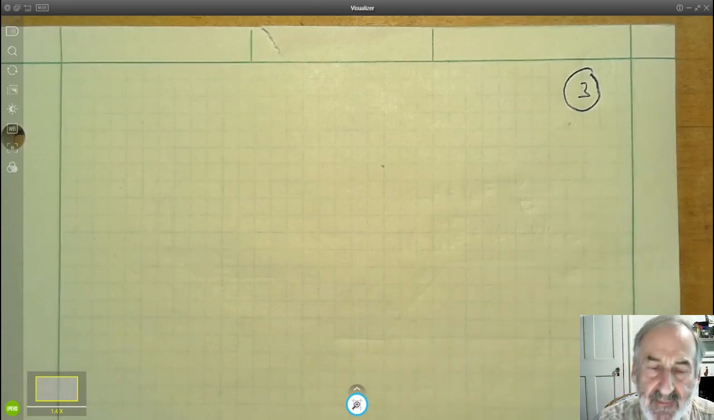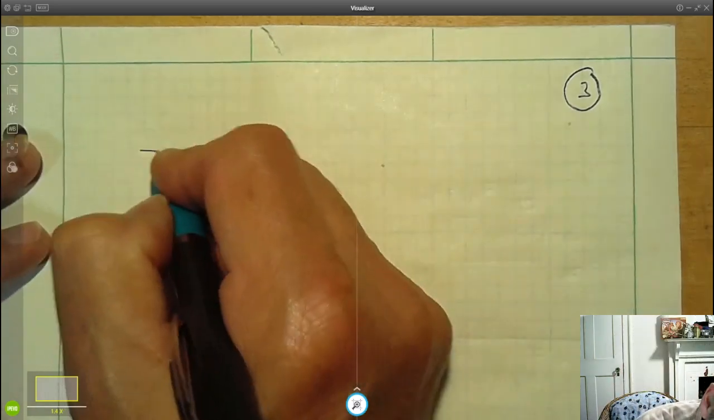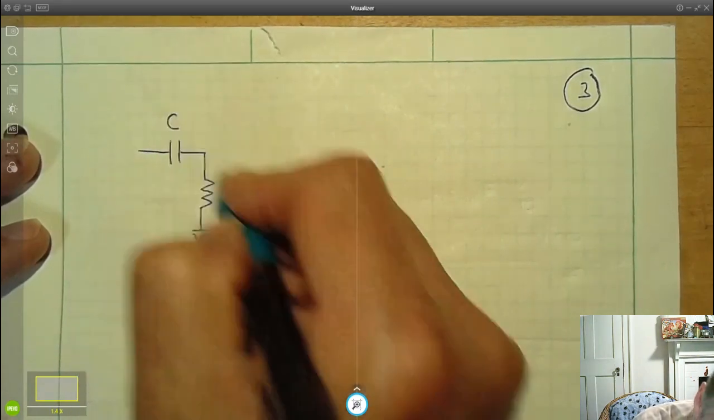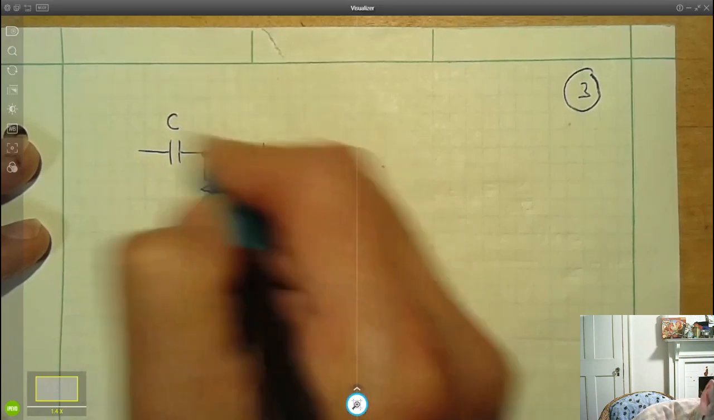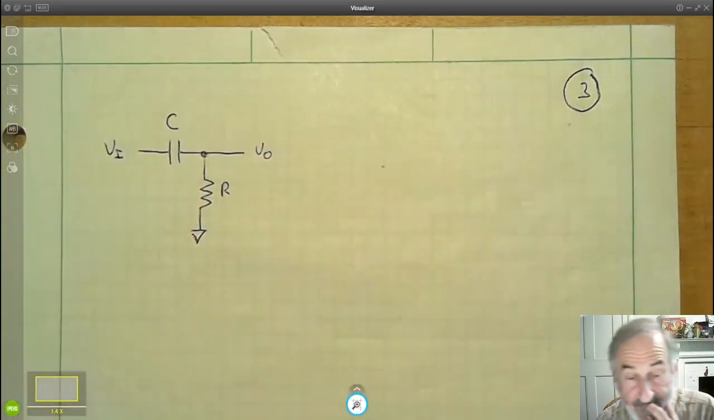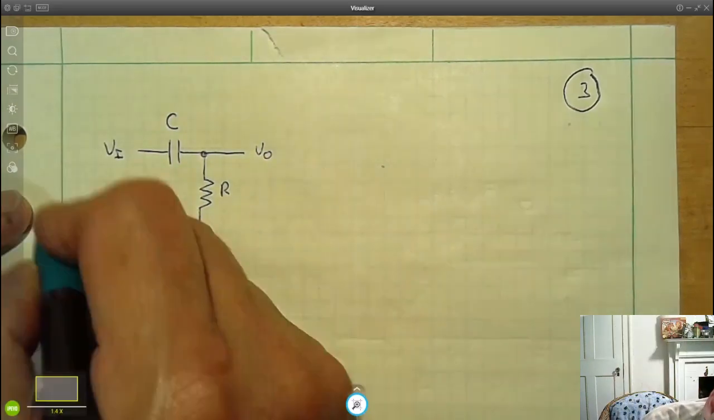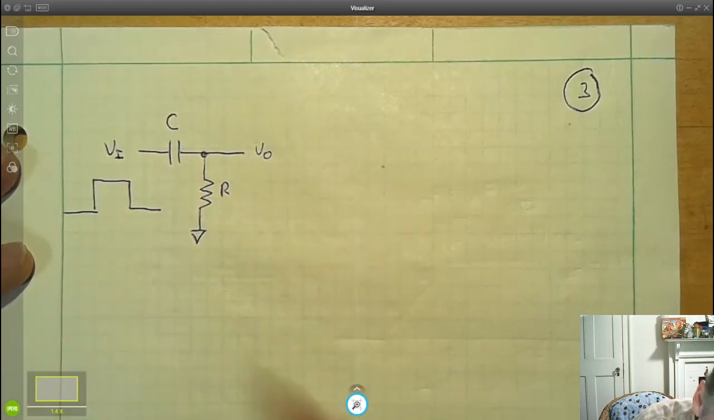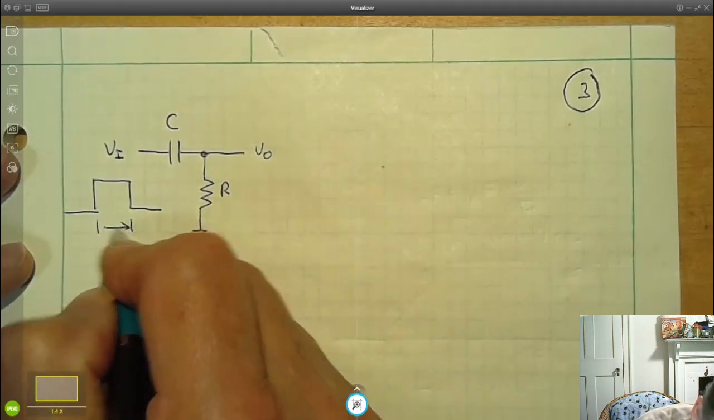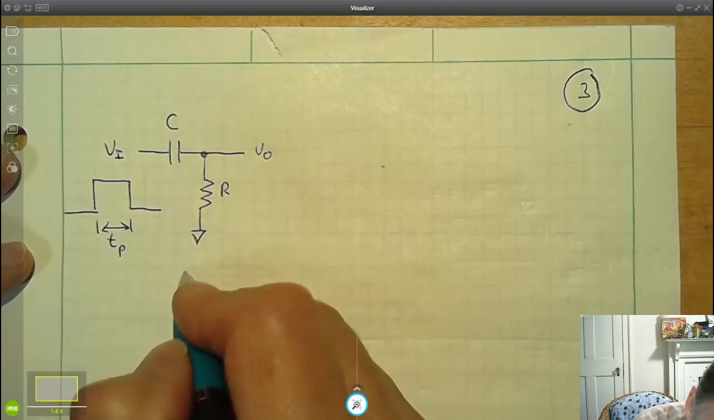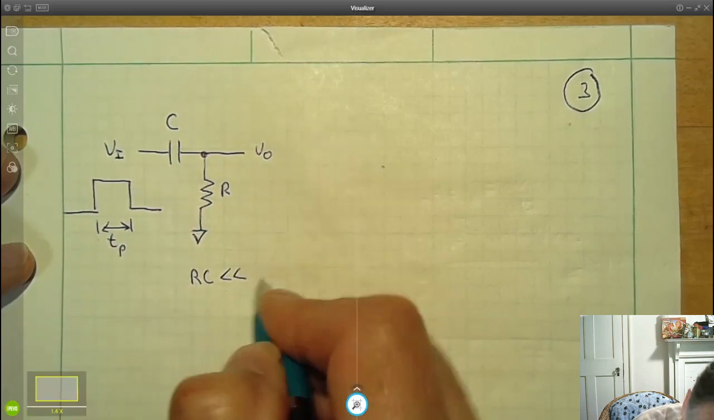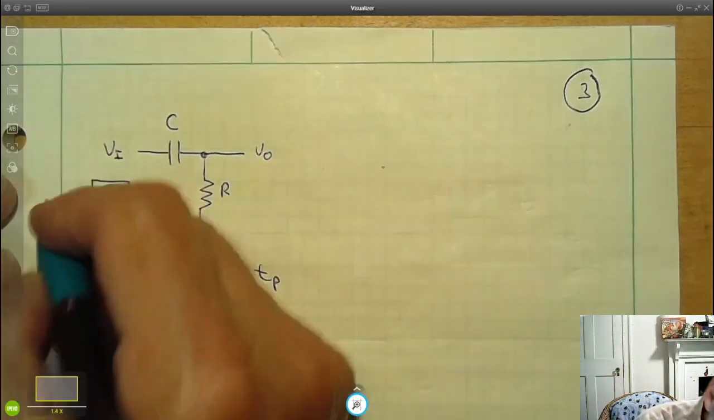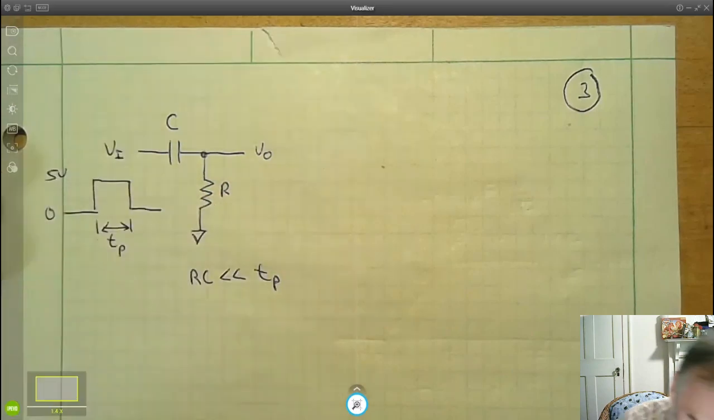So let's take a look at an application of a capacitor. Here's a capacitor and a resistor. We're going to apply an input signal to this capacitor. And we're going to apply a pulse. And this is the time period of our pulse. And I'm going to tell you that RC is much, much less than the time period of our pulse. Okay? So this pulse goes from 0 to 5 volts.